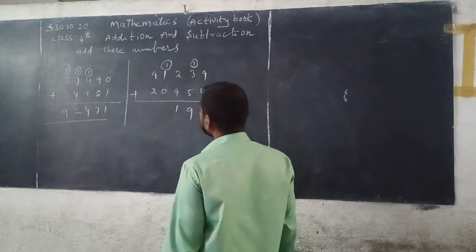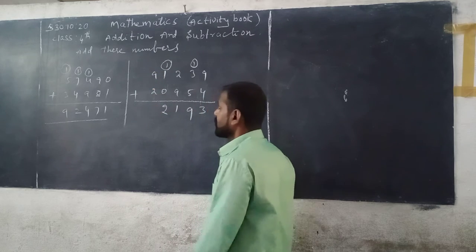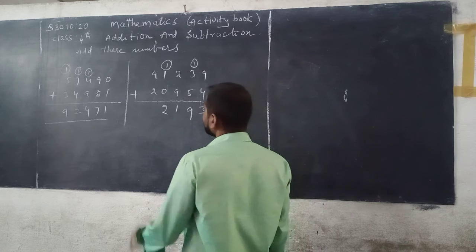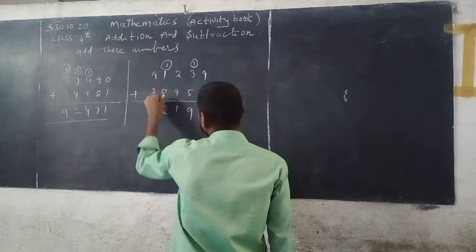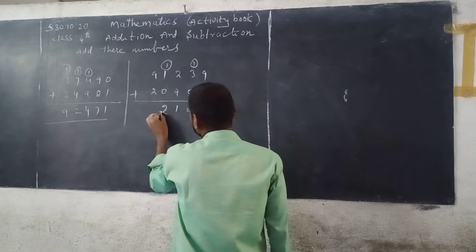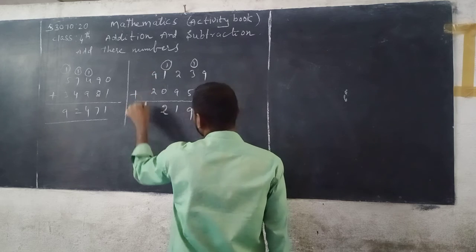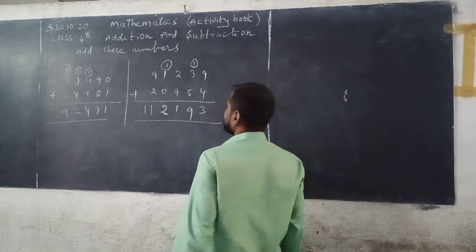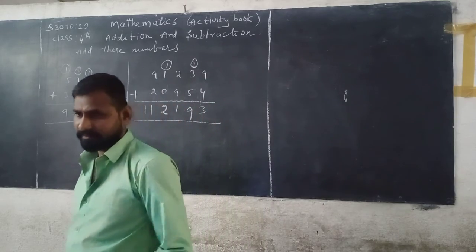Next add the digits in the thousands place, that is 1 plus 1, 2, 2 plus 0, 2, write down in the thousands place. Next add the digits in the 10,000 place, that is 9 plus 2, 11, you can write directly. See here, 1,12,193.